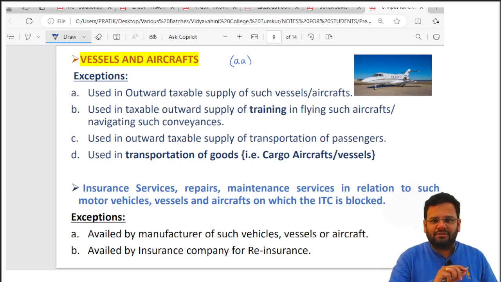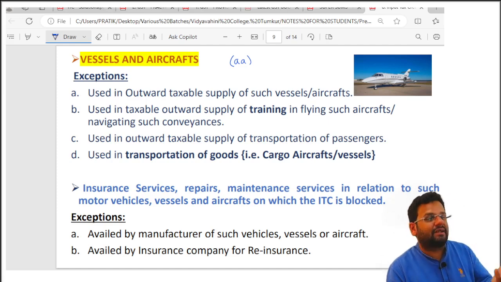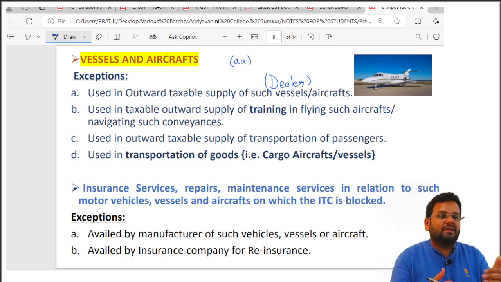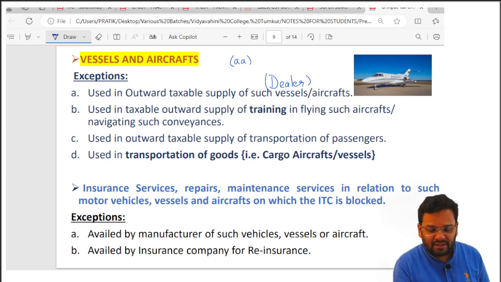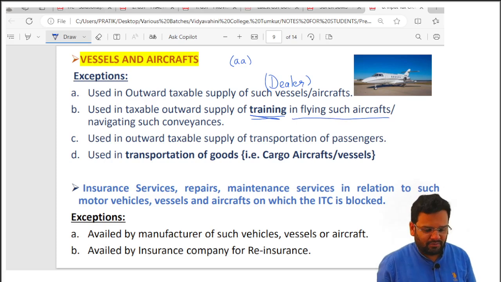But what are the exceptions? If that aircraft is used in outward taxable supply of such vessels and aircrafts, means if that person is a dealer. Second, used in outward taxable supply of training in flying such aircraft. Again, ITC will be allowed.